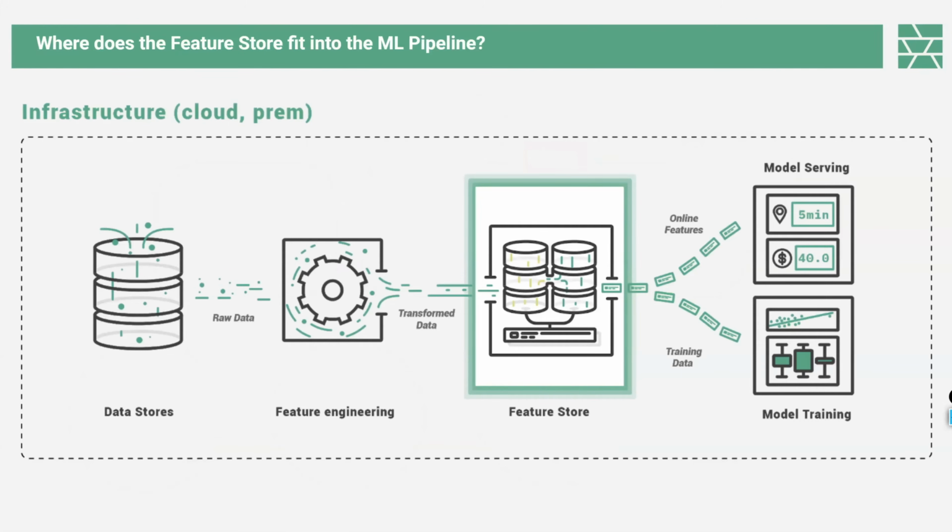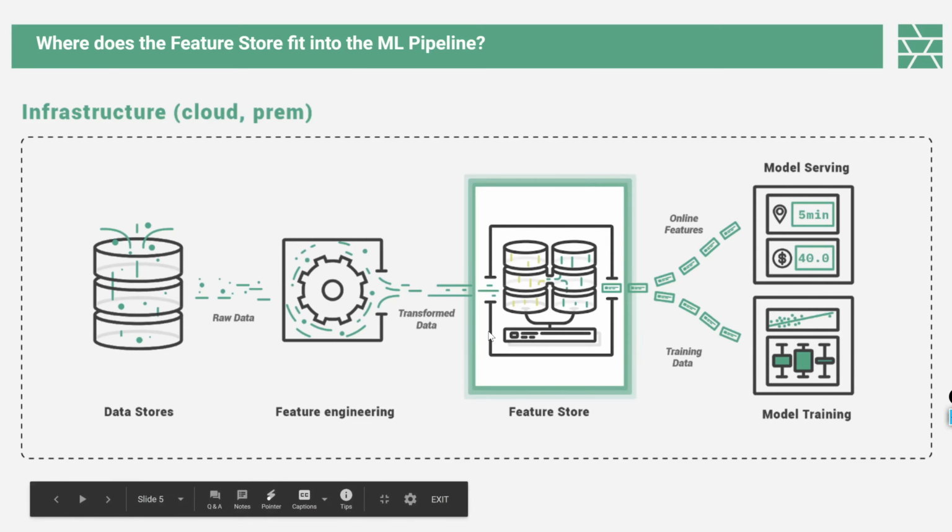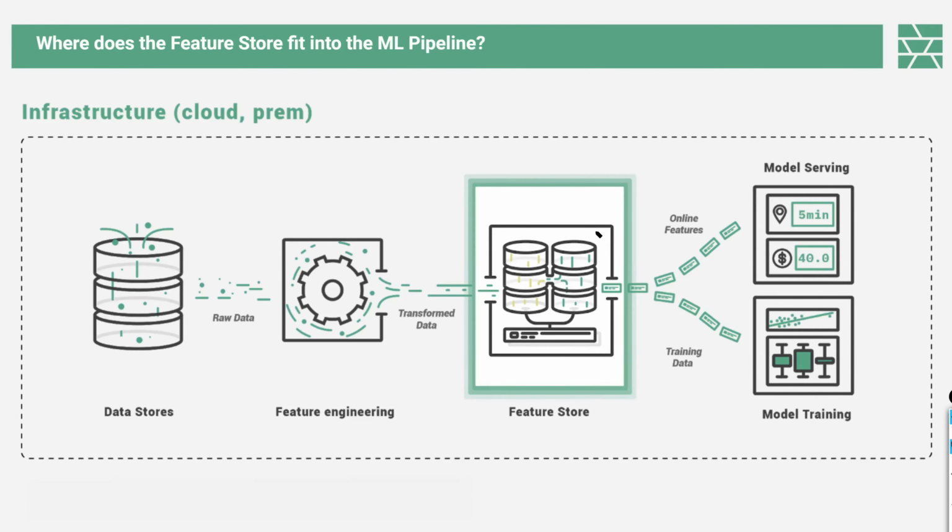The feature store will help us solve that problem. The feature store will fit into the ML pipeline as a service or a platform where we go from our raw data on the left-hand side here. This is the data stores. So this might be your data lake. It may be Azure Data Lake. It could be the Blob Store. It could be Snowflake, a data warehouse, or it could be an operational database.